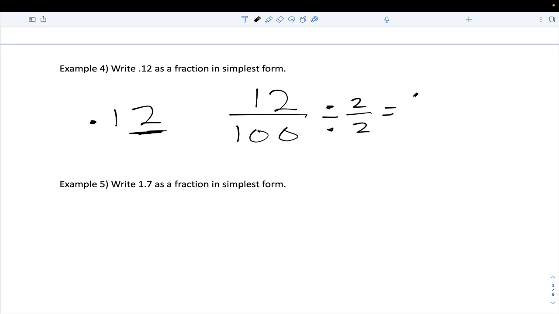Let's see. 12 divided by 2 is, whole class? 6. 100 divided by 2? 50. 6/50 is the next simplest. Can I simplify that, Aaron? Yes. What do I do?